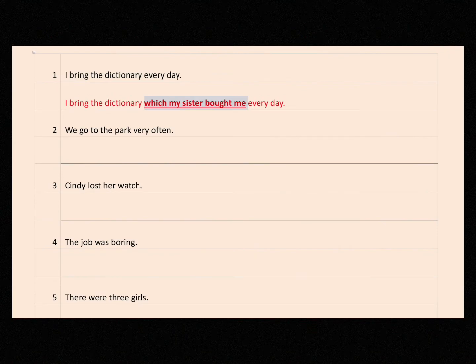Let's also go on to number 2. We go to the park very often. Probably, I can use a relative clause to talk about the park as an object in its sentence. We go to the park. So we use where to talk about the park because the park is a place. So we go to the park where I walk my dog. Okay, very often.